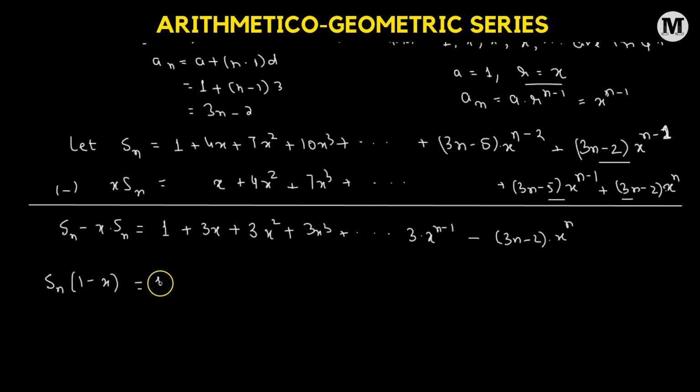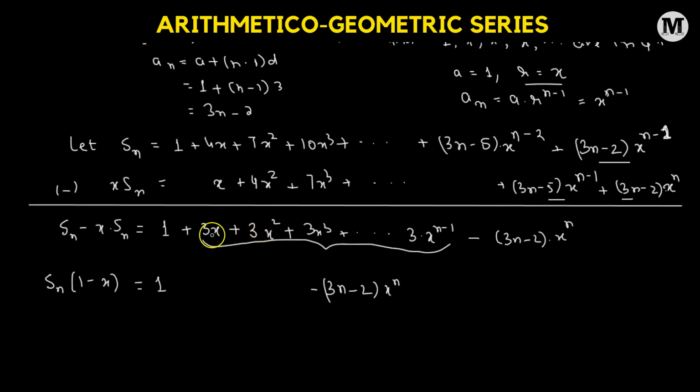This is going to be equal to, we're going to keep the first term as it is, and also we're going to leave the last term, which is 3n minus 2, as it is. Now what we'll do, we're going to consider the second term all the way up to the second last term. Now this series is a geometric series. That's because it has a fixed common ratio.